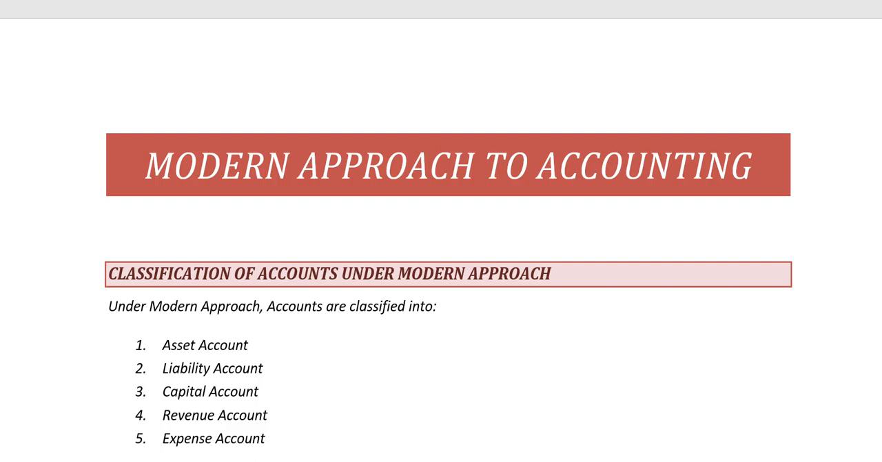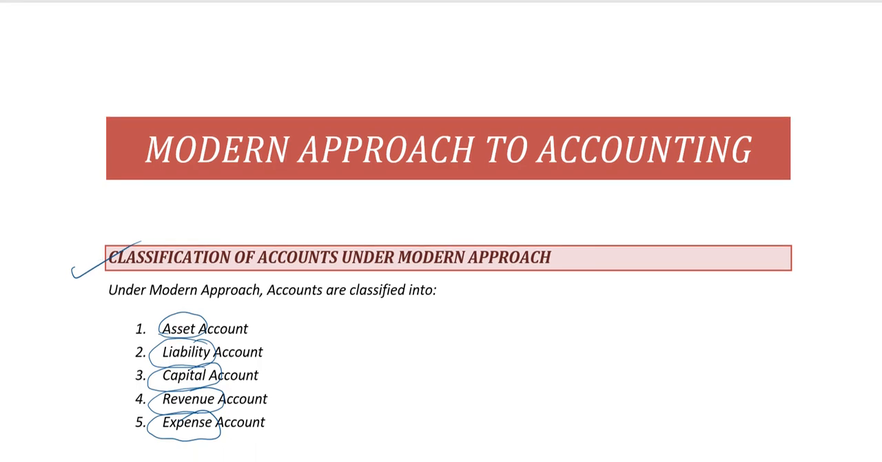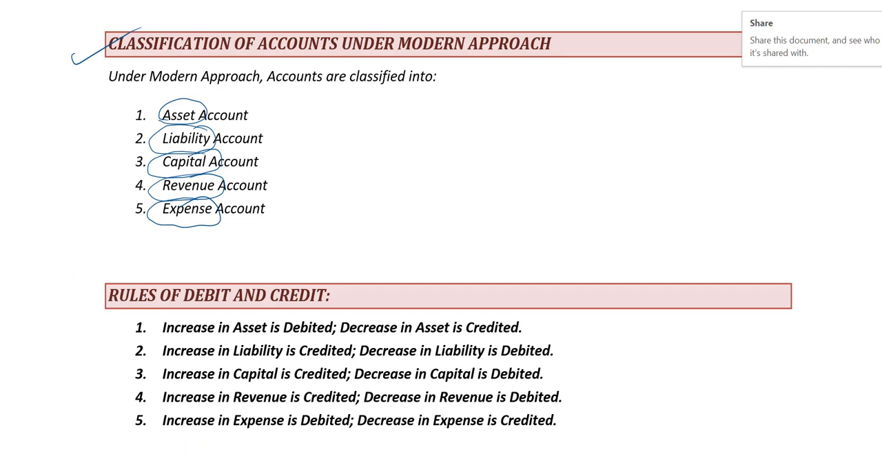What is the classification of accounts under the modern approach? Under the modern approach, accounts are classified into asset account, liability account, capital account, revenue account, and expense account. So under the modern approach, accounts are classified into these 5 accounts. Let's check out the rules of debit and credit to each of these accounts.